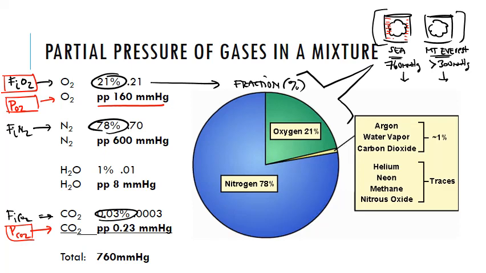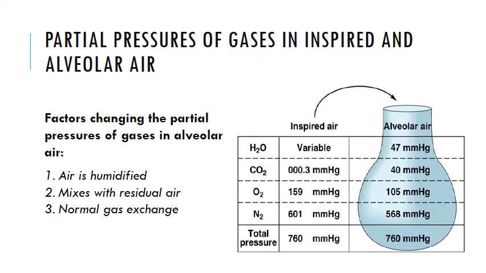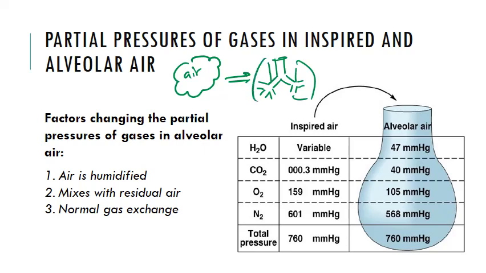Let's keep going. When we breathe air from outside of our body, it enters the lungs via the trachea. It enters the bronchi, it enters the segmental bronchi, the terminal bronchioles, and eventually it enters the alveoli.